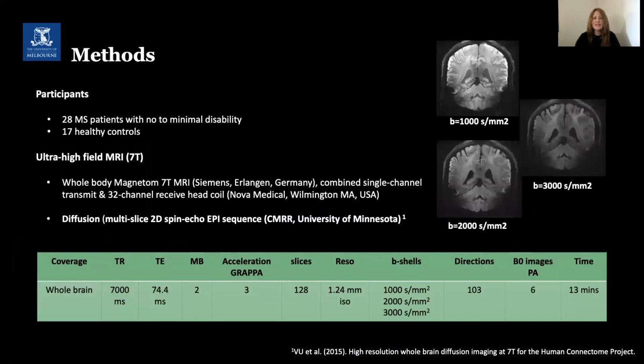So we included 28 MS patients with no to minimal disability, so everyone was able to walk without any aid or assistance, and 17 healthy participants. We used an ultra-high field, whole body Magnetom 7T Siemens system with a multiband factor of 2, GRAPPA of 3, a resolution almost reaching anatomical imaging, 1.2 millimeter isotropic, multiple b-shells, 103 directions, and all within quite reasonable scan times.